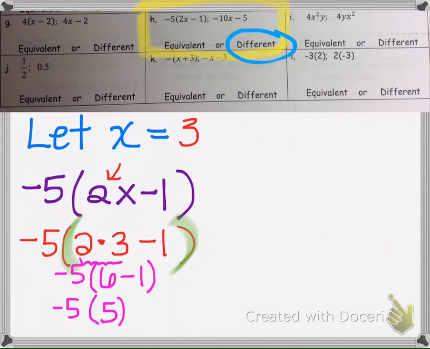So then what I'm left with is a number next to a parenthesis. This means multiply. So I have negative 5 times 5, which is negative 25.